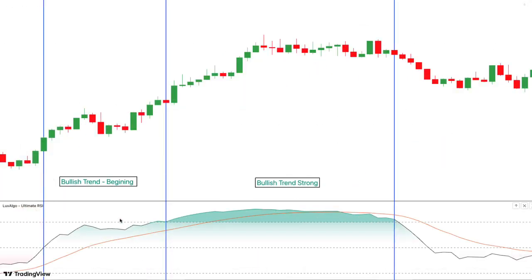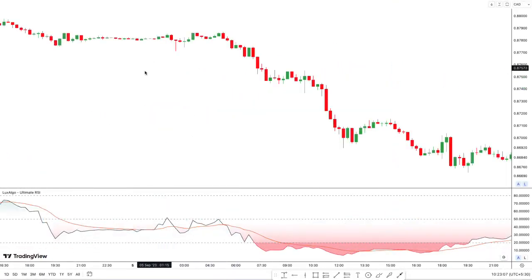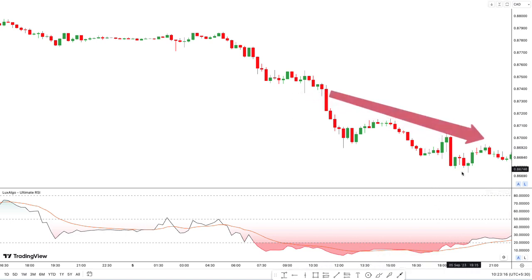As we can see, whenever the Ultimate RSI line ascends above the midline, that indicates the beginning of a bullish trend. When it goes above the overbought level, that indicates a strong bullish trend. On the other hand, a descent below the midline suggests a bearish trend, and going below the oversold level indicates a strong bearish trend.